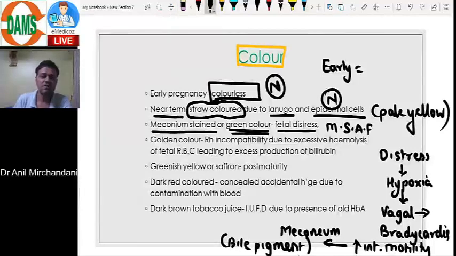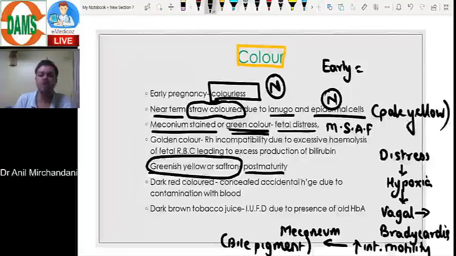There's something called greenish yellow or saffron color as well. It would be seen in post maturity. Meconium is generally passed in post-term pregnancies, so the baby will be yellowish tinged because of meconium, and the cord, placenta, everything will be yellowish in color. Greenish yellow would be the color, and this would be seen in post maturity.